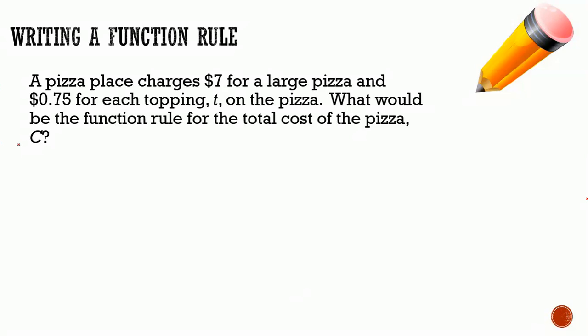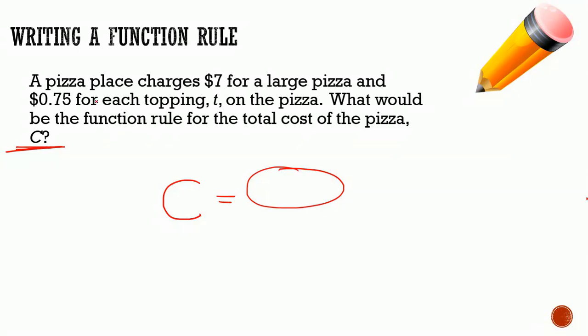So I know that my C is my answer. Okay? So C has to equal, because that's the total cost. What would be the function for the total cost? So they're asking what C equals. Now, what you're going to always want to do is put the first part that keeps on changing, or the per part, or for each something or other.